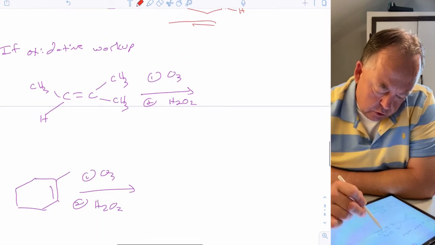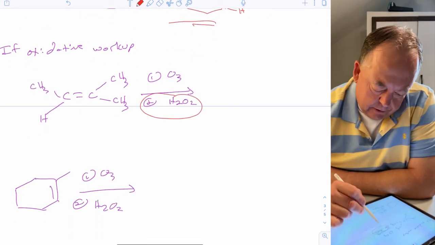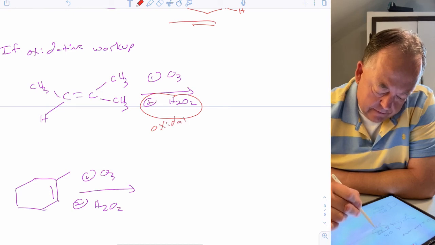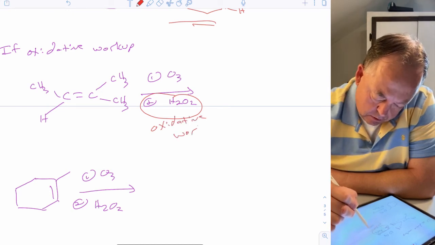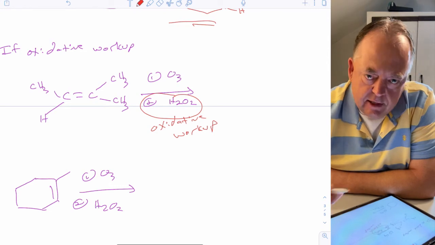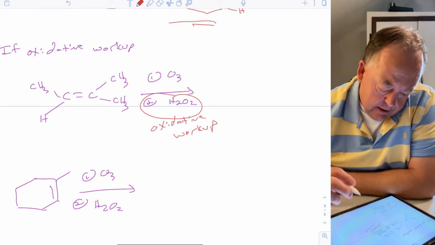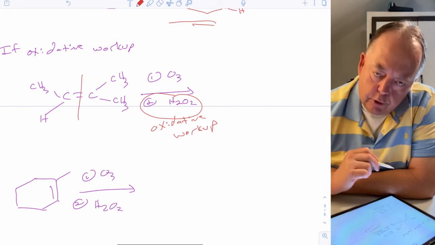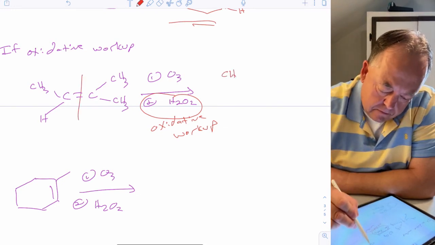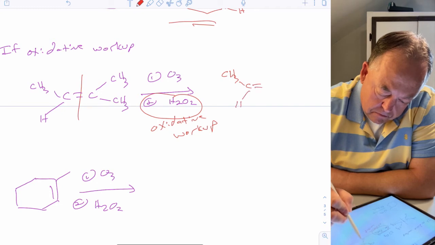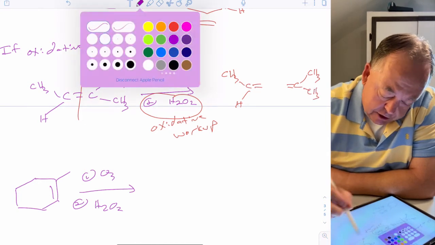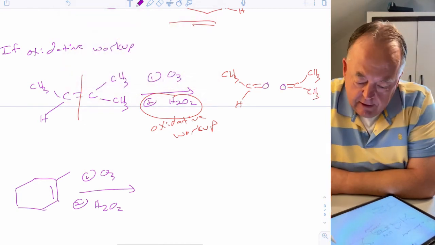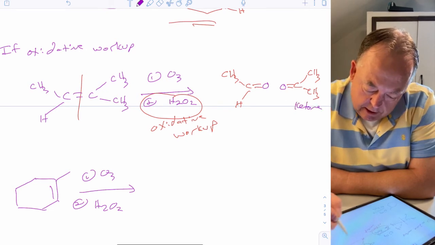Okay, so you could do a peroxide workup in step number 2, and this is what's known as an oxidative workup, because peroxide is an oxidizing agent. So there's just a subtle difference in the product. So same basic concept, we're going to split the double bond in half. And then we're going to stick oxygen in. So you have a ketone and an aldehyde.